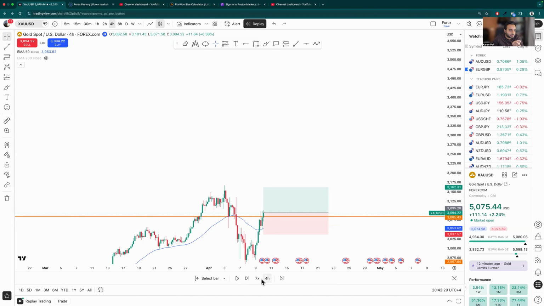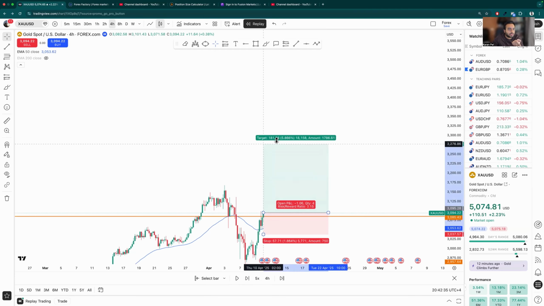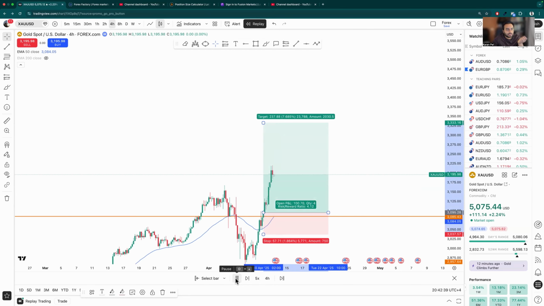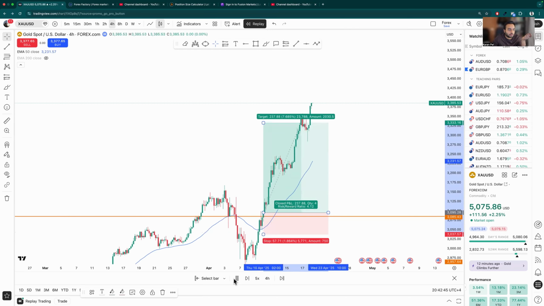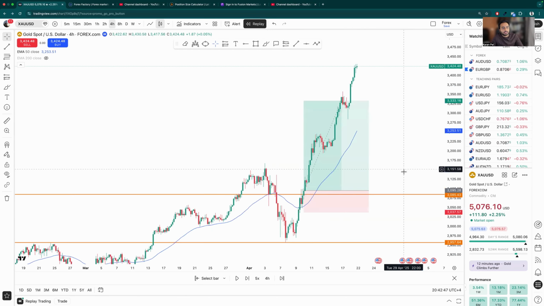Now let's play this. It's on 7x. Let's do 5x. Let's try to make this around this. So this is just an example. I already knew the price was going to go up. I didn't know whether the price would hit your stop loss or not. But this is how you trade.